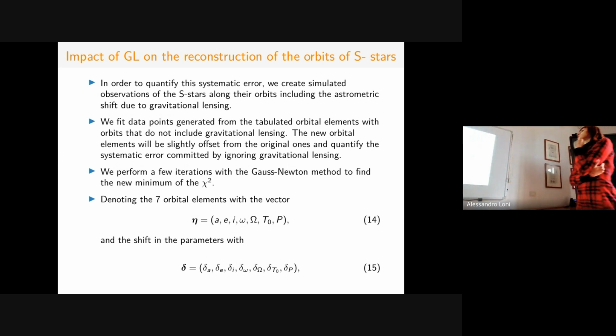In order to quantify the systematic error, including the gravitational lensing in the reconstruction of this stellar orbit, we perform some iterations with the Gauss-Newton method in order to minimize the chi-square. We start from a vector theta, which denotes the 7 orbital elements, and then we call delta the shift in the parameters.